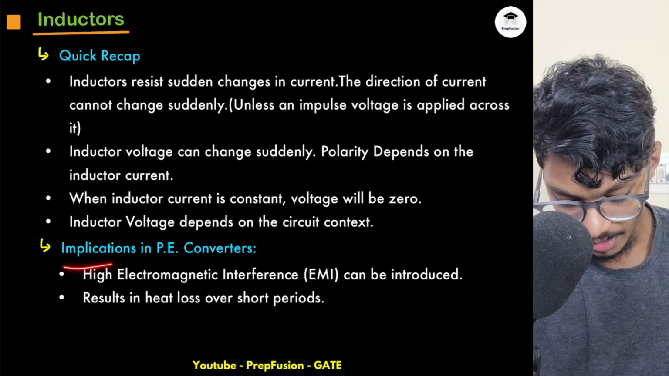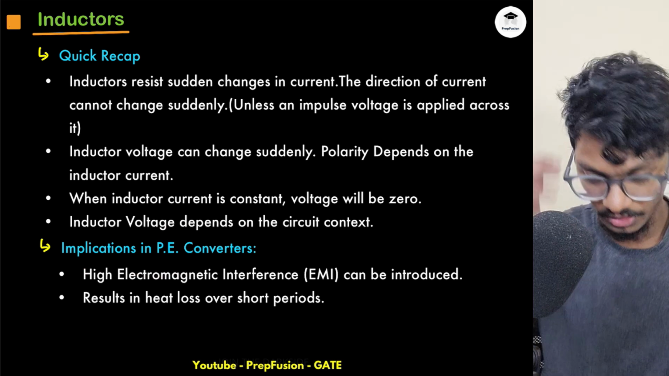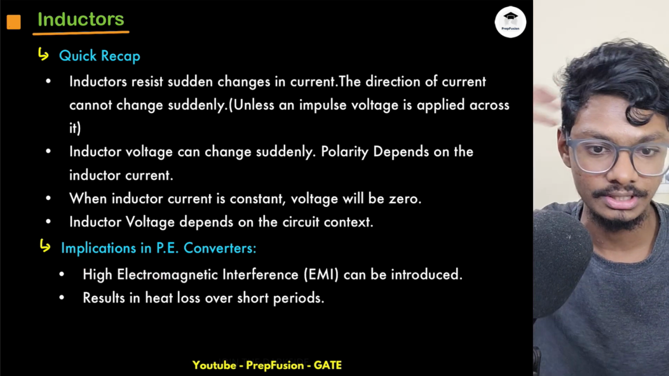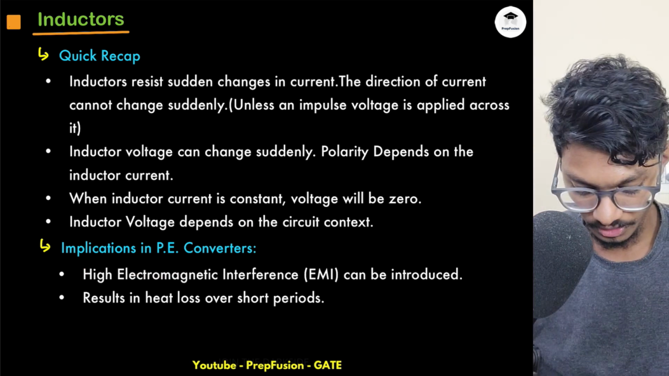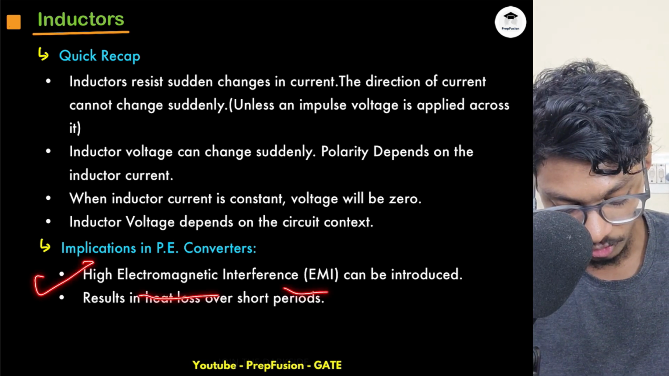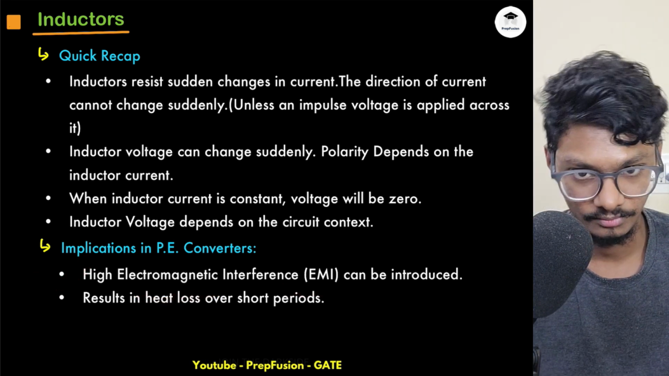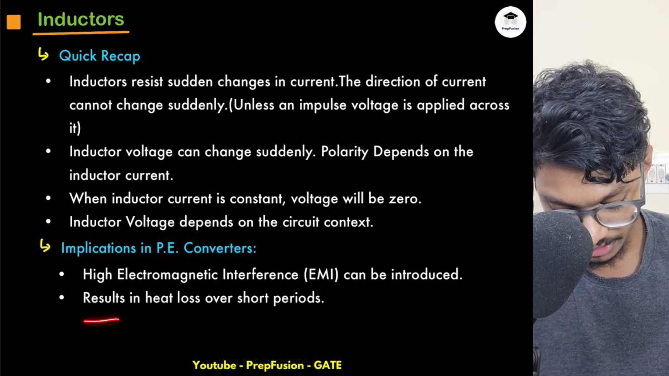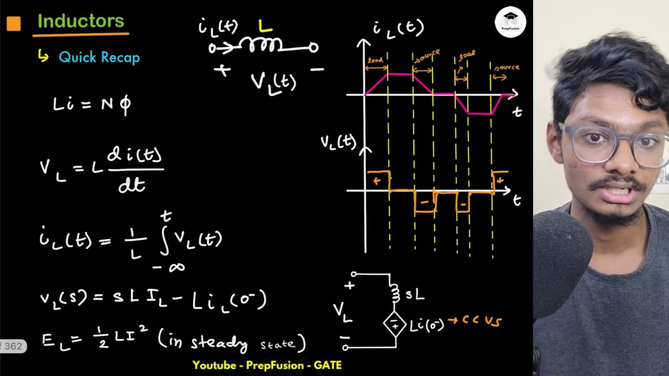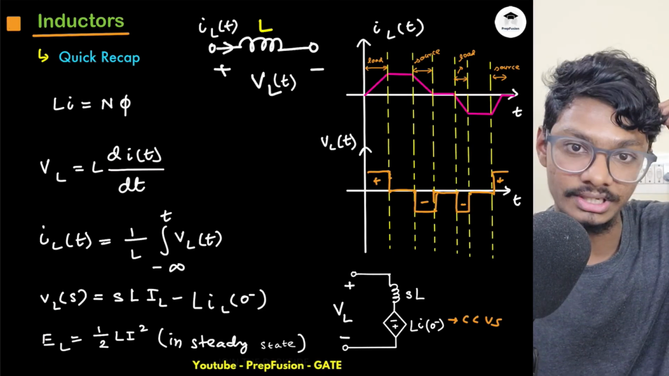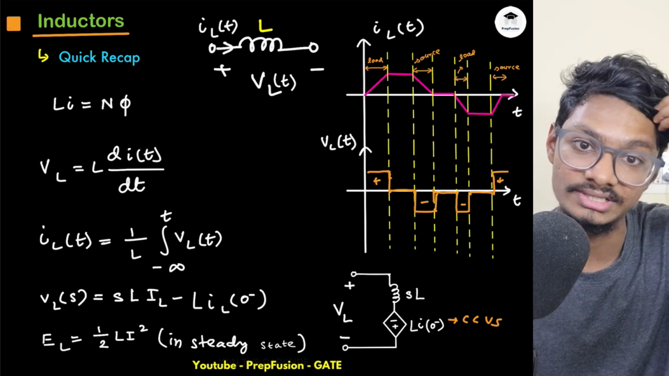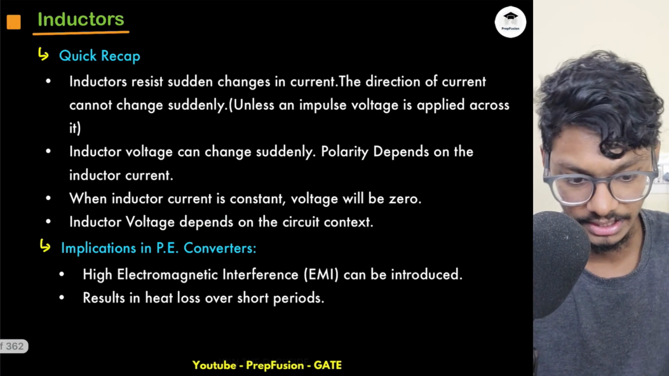Okay, now implications in power electronic converters. So what are the implications if we use inductors in power electronic converters? Inductors can produce high electromagnetic interference if they are present, right? Also it results in heat loss over a short period of time, because I told you that if there is a constant current through the inductor, the flux will get saturated and there will be heat loss. That is a simple reason.